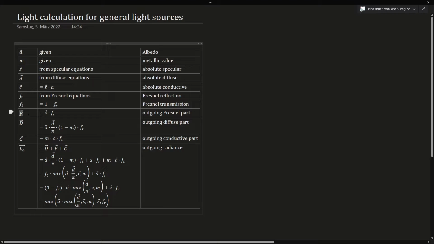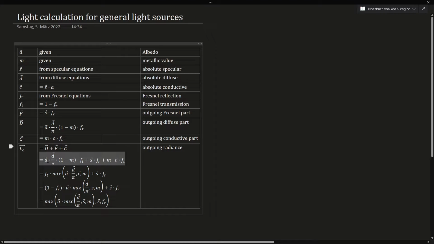Then we have F for the outgoing Fresnel part, D for the outgoing diffuse part, and C for the outgoing conductive part. For these three, we essentially only factor in the Fresnel and metallic values in a way that it mixes properly together. Then the outgoing light will essentially just be the diffuse plus the Fresnel plus the conductive part. If we then just put in the terms for the variables, we get this quite heavy looking term here, but actually it can be rewritten in a quite neat way.